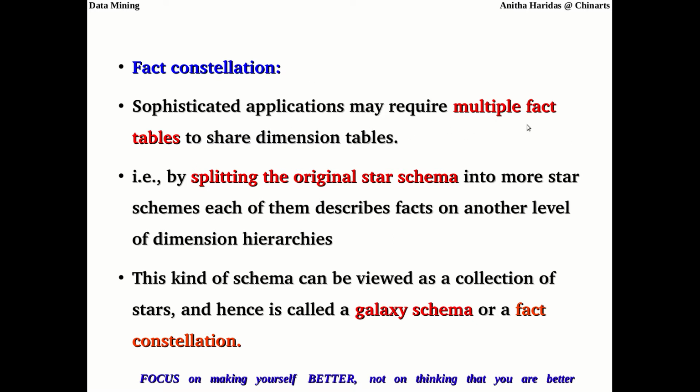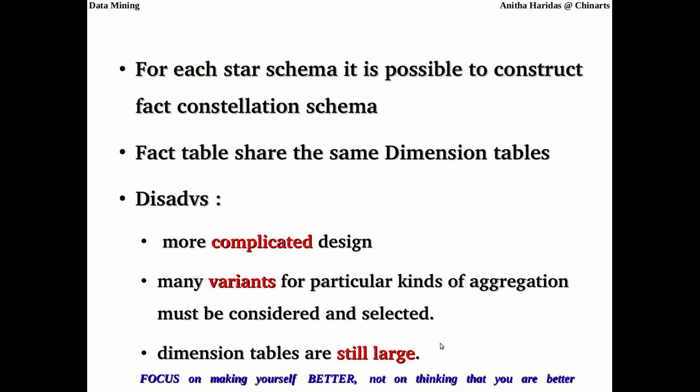It may require multiple fact tables, and the multiple fact tables will be sharing the dimension table. That is, it is going to split the original star schema into more star schemas. Each of them describes facts on another level of dimension hierarchy also. So this kind of schema can be viewed as a collection of stars. So we call it galaxy schema or fact constellation. And for each star schema, it is possible to construct a fact constellation schema also. So if you start dividing the fact information into different tables, obviously you can have a constellation schema, and it will share the same dimension table also.